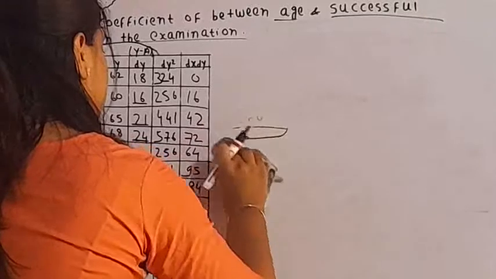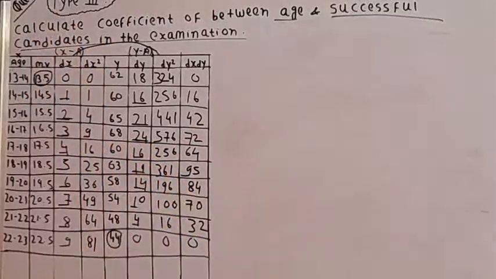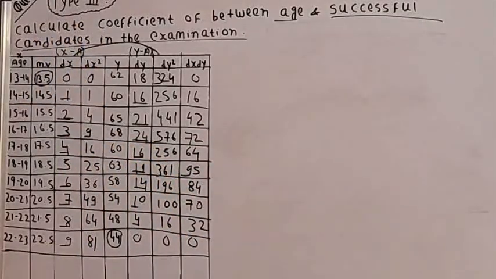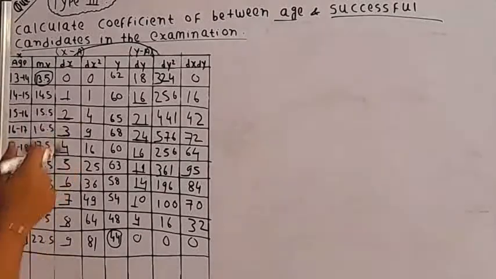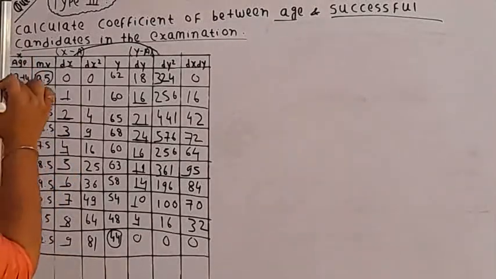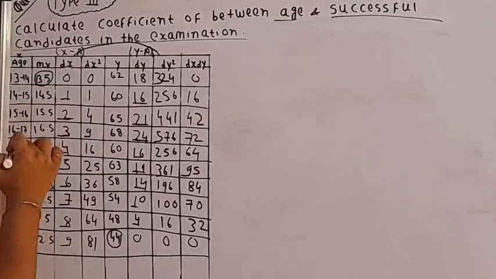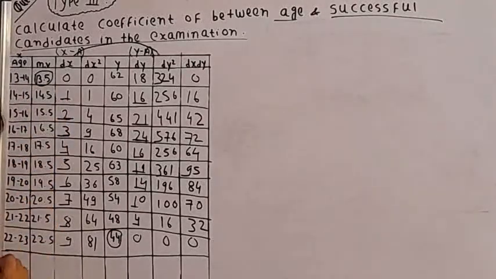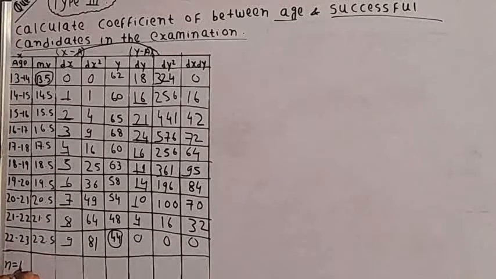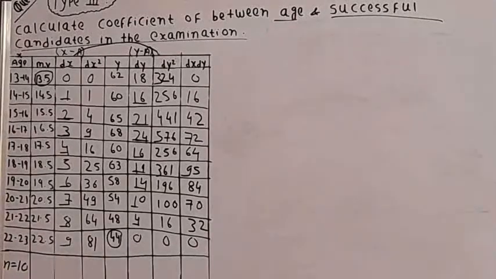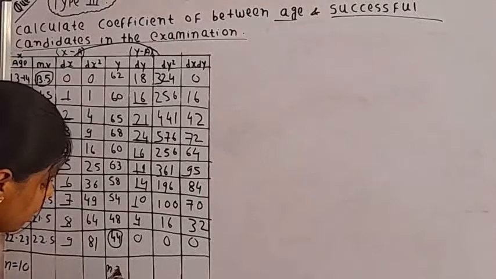Now what is the next thing we have to do? We have to take the summation of all these things. First of all, we have to calculate n, that is number of items. So let's see how many items have been given under the x series and the y series. So here you can see 1, 2, 3, 4, 5, 6, 7, 8, 9, 10. We have given 10 items. Okay. So number of items would be 10 under both the series, that is x and y. So n is equals to 10.